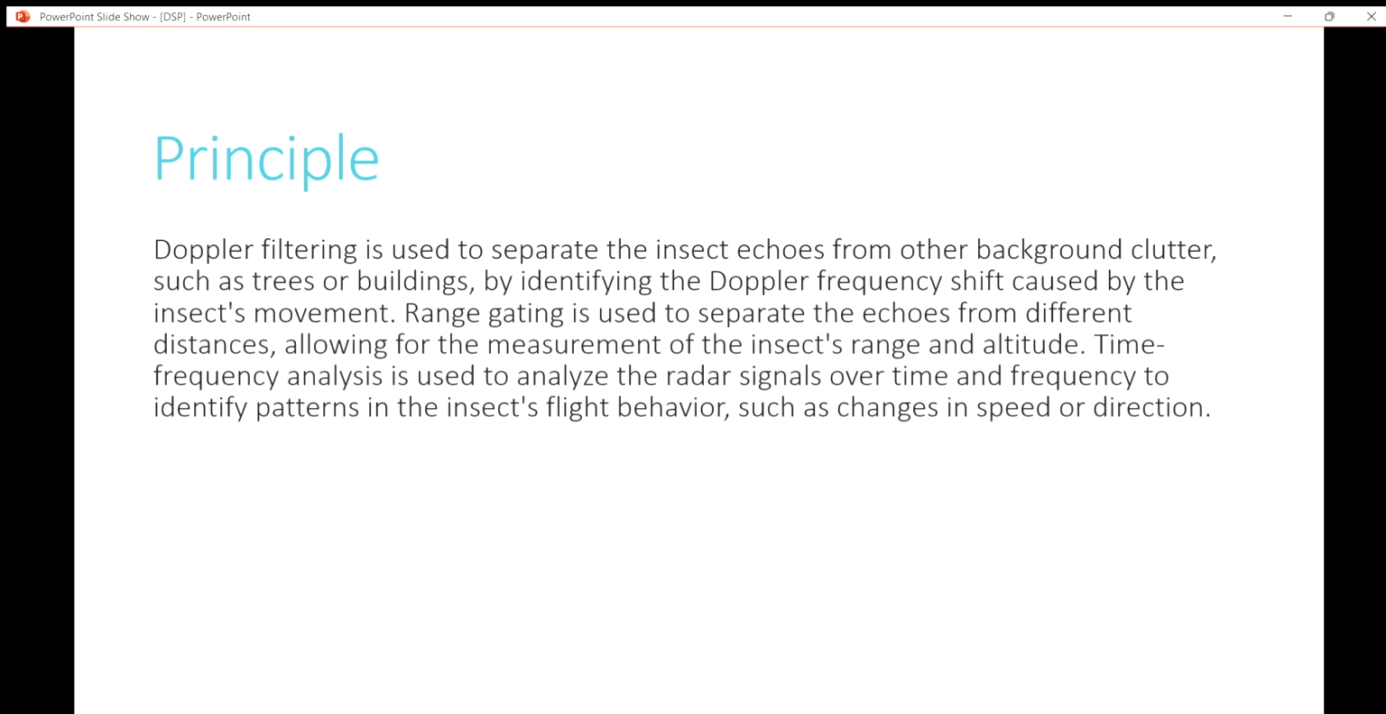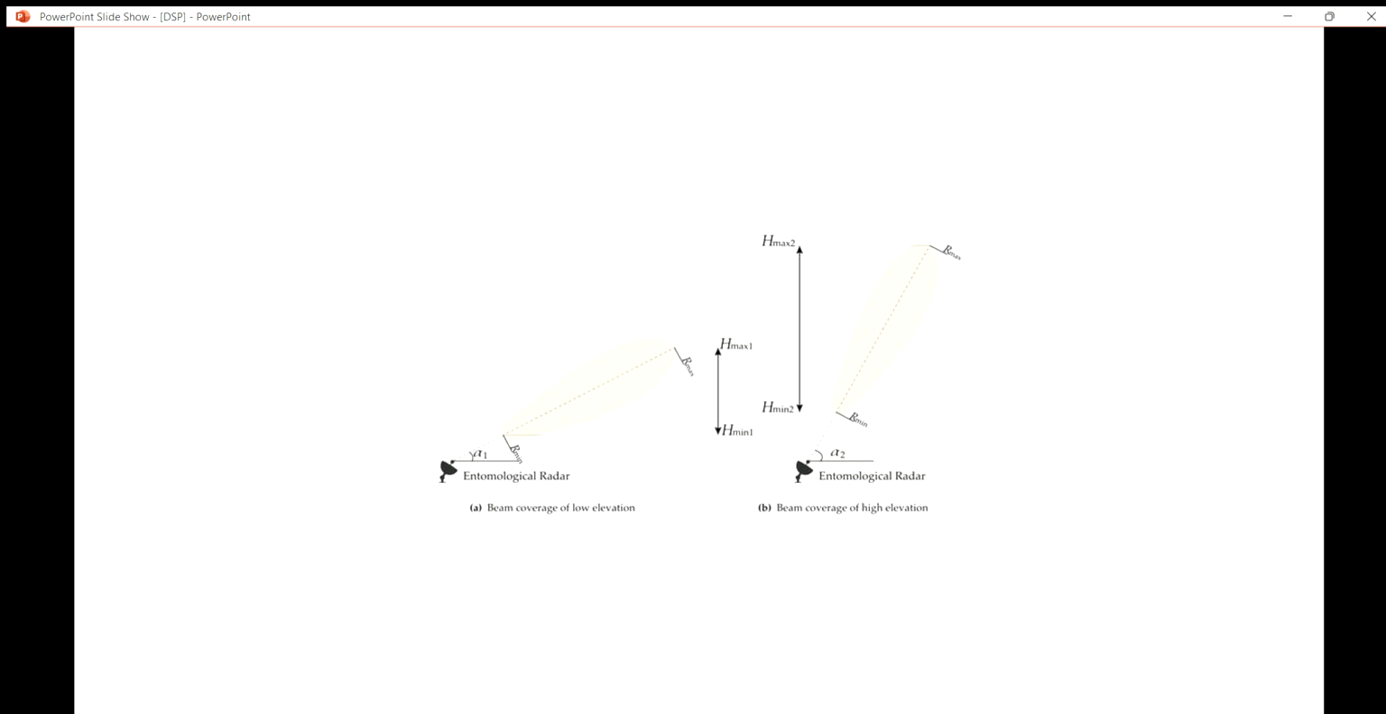And the time and frequency analysis is used to analyze the radar signals over time and frequency to identify the patterns. And this is the beam coverage of low elevation towards the left side and the beam coverage of high elevation towards the right side of the entomological radar. And this is the height Hmax 1 and the minimum height considered, and the angle alpha 1 for the low elevation and alpha 2 for the high elevation.